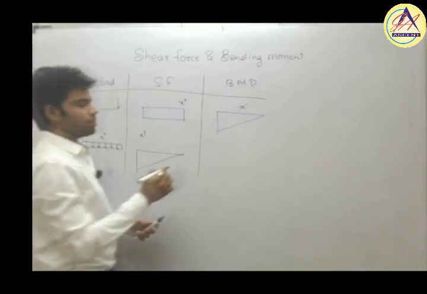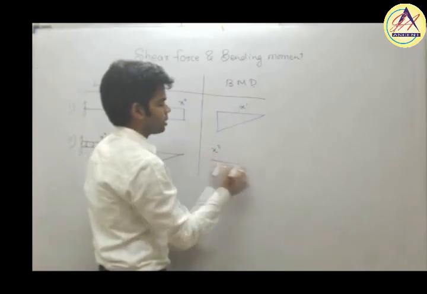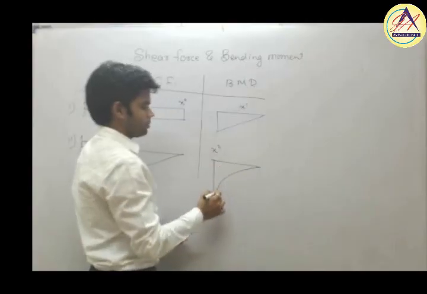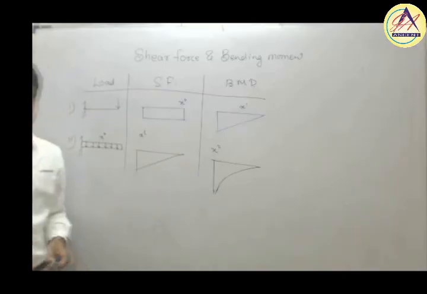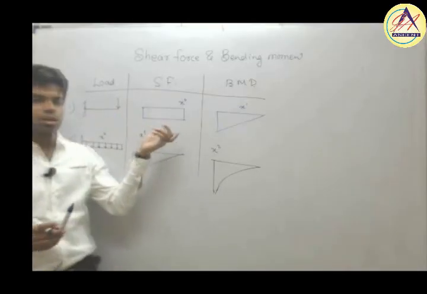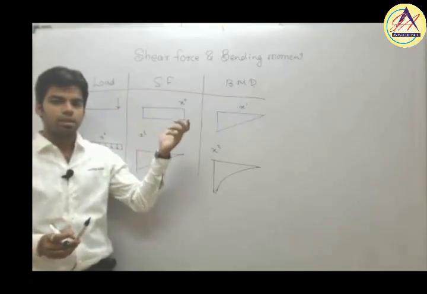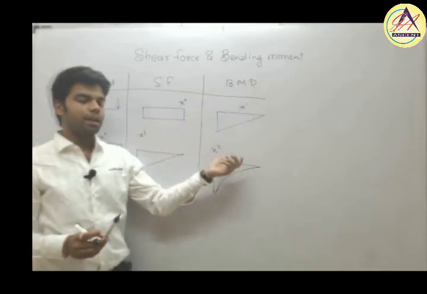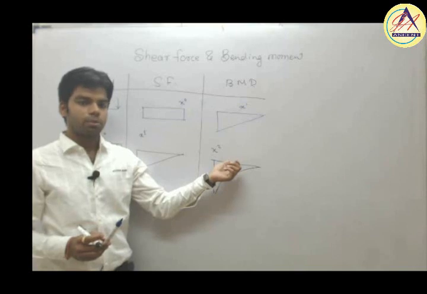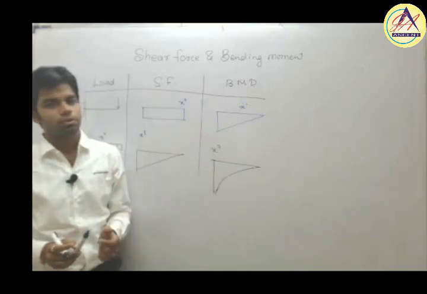Getting this? And obviously the bending moment diagram will be an x square parabola like this. I'm just giving an example to tell you that shear force is always one degree higher than that of loading, and the curve of bending moment is always one degree higher than that of shear force.